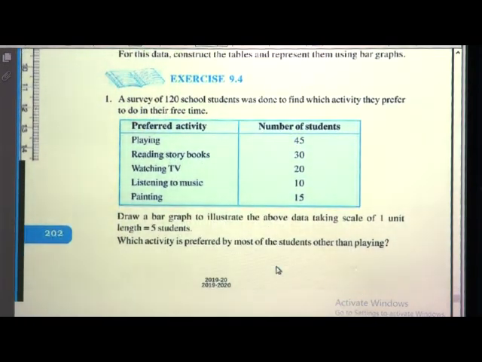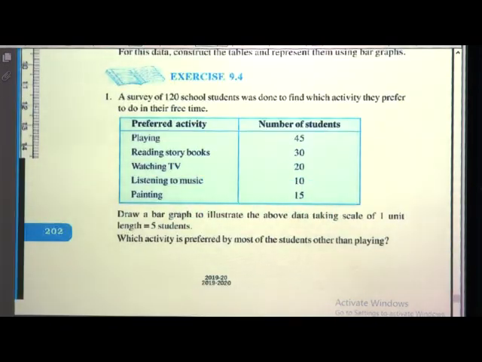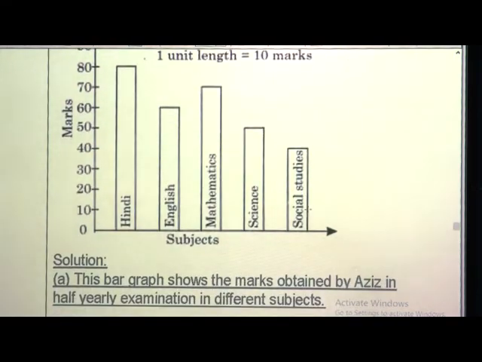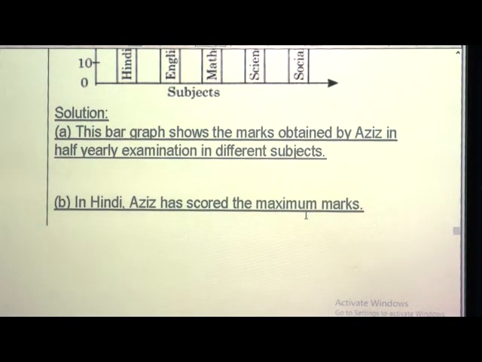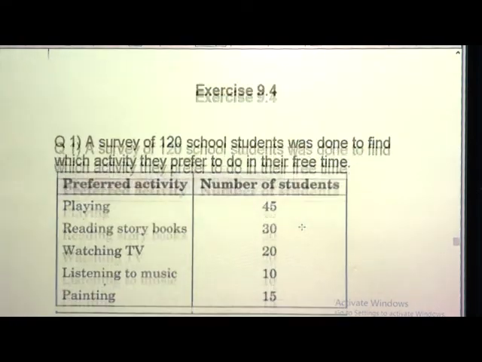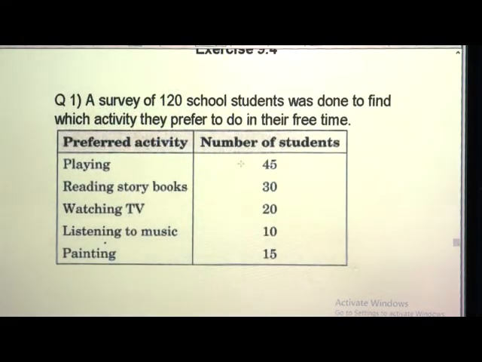Now we will move to exercise 9.4. So till now we have seen tally marks, pictograph, bar graph and now we are going to see how we can draw the bar graph. Let us see exercise 9.4.